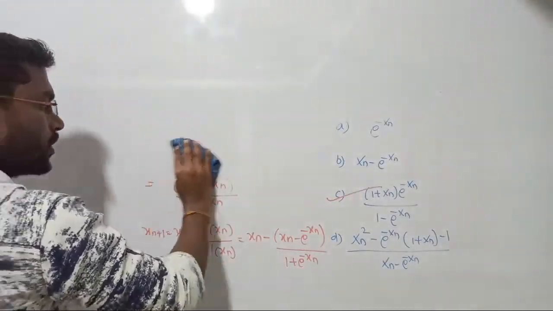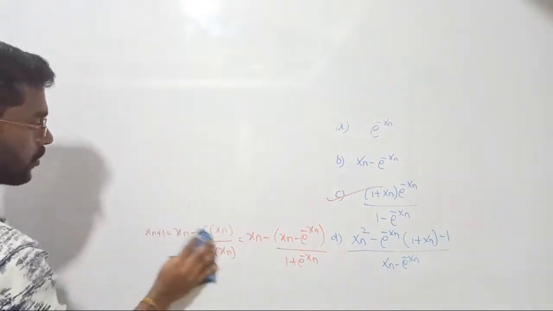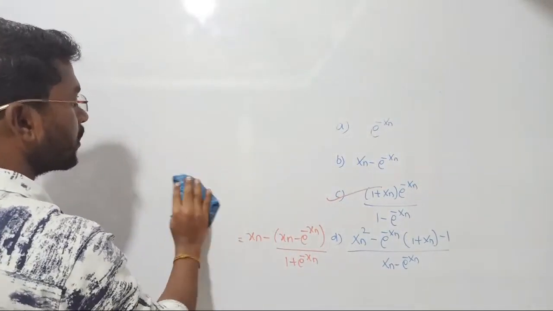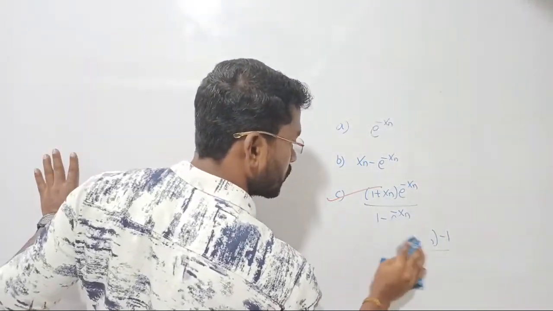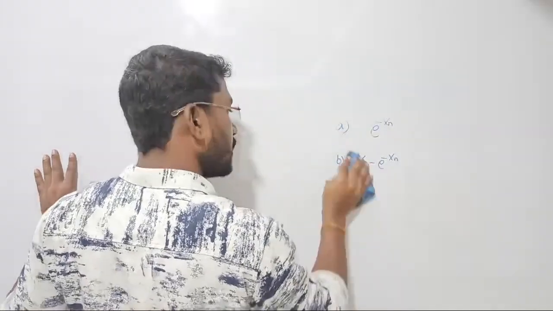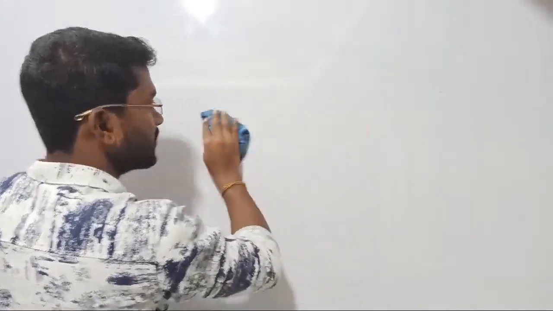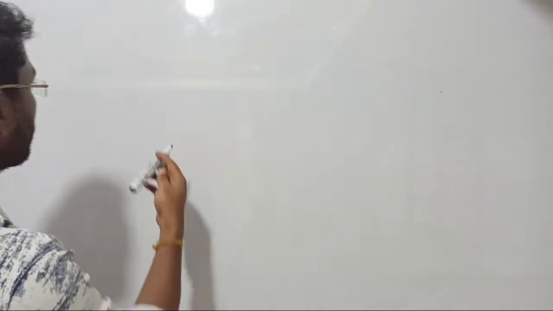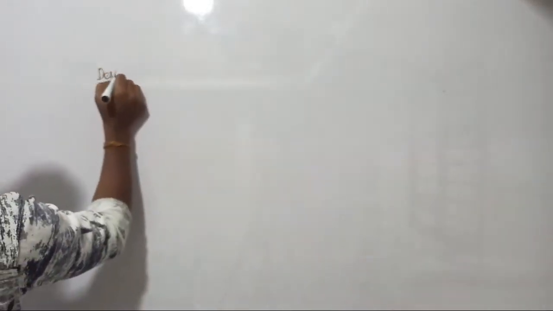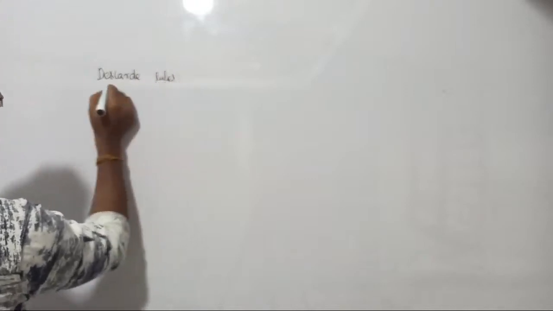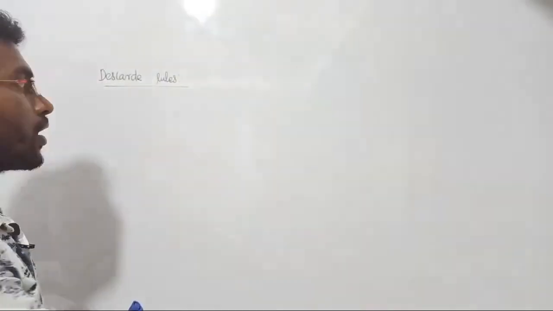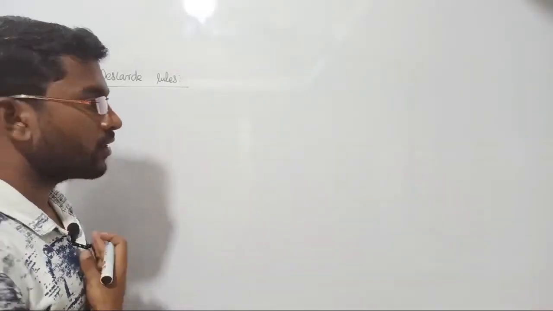Let us discuss Descartes rule, right? To find out the positive roots, negative roots, and we should also find out the imaginary roots. Let's see. According to Descartes rule, let me write the rule here. Descartes rule to find out the positive, negative and complex roots in a given function, right?